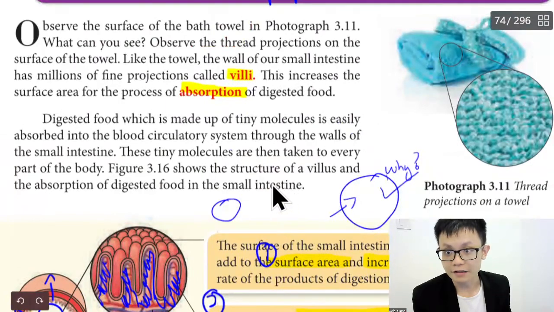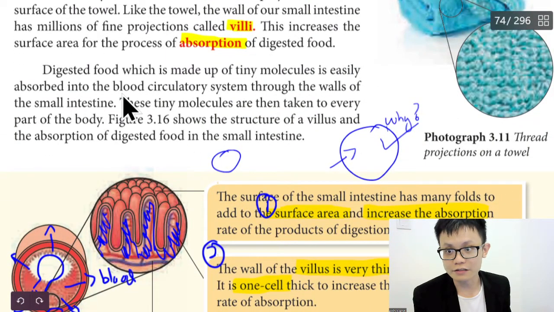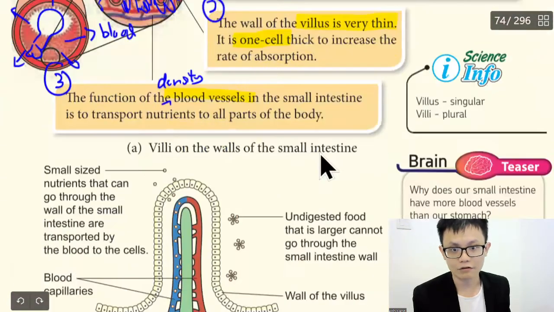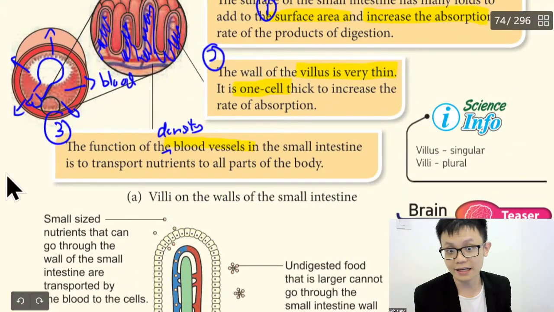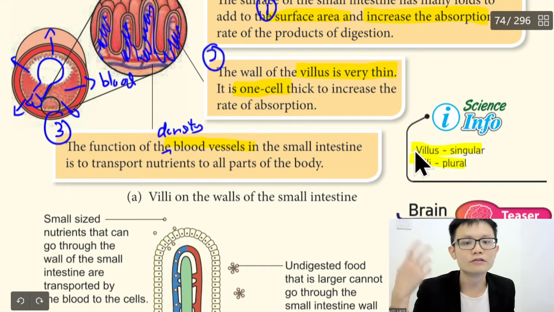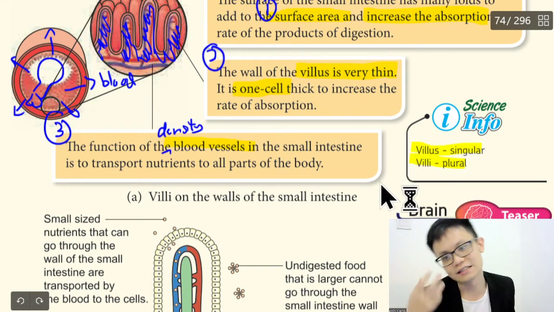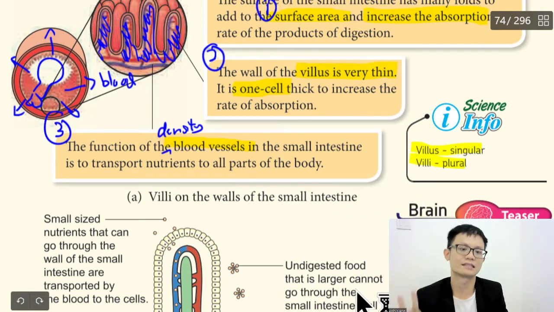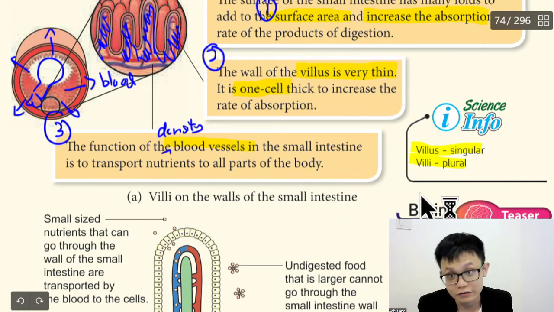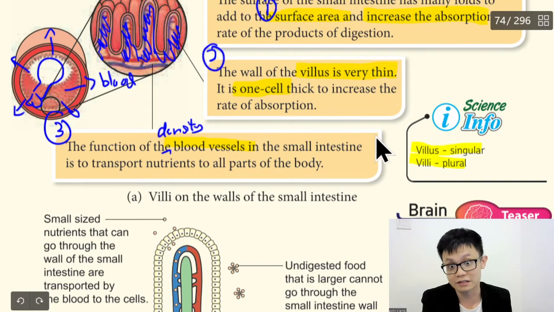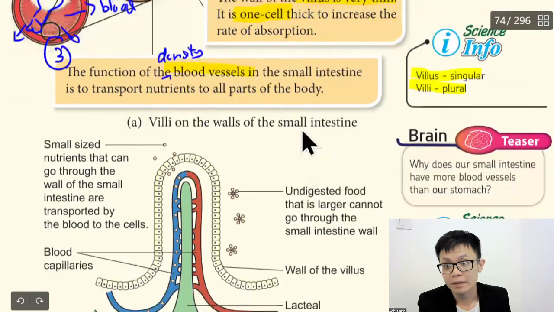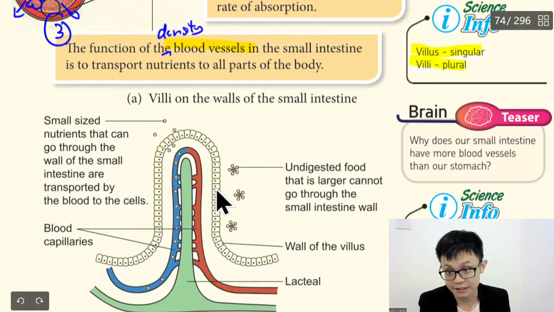Okay, until here, do you have any questions you want to ask? No questions, right? So we can see again here, villus is for singular, villi is for plural. Up to you whether you want to use villus or villi. This is not a grammar class, it's a science class. Even if you use it wrongly in grammar, it's still considered correct. Stop me if you want to ask any question.